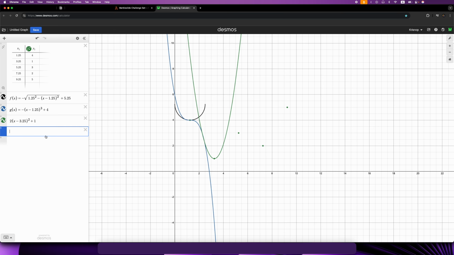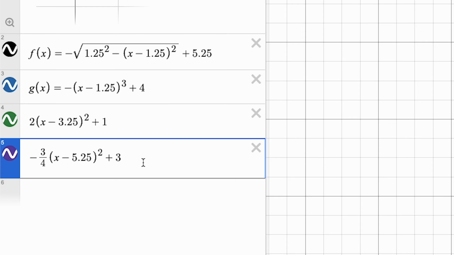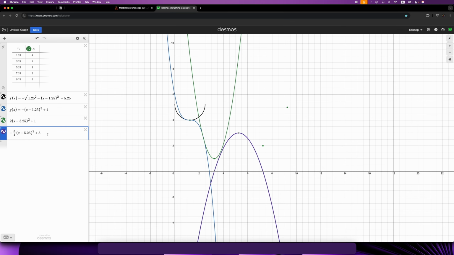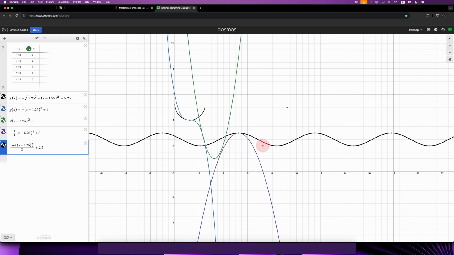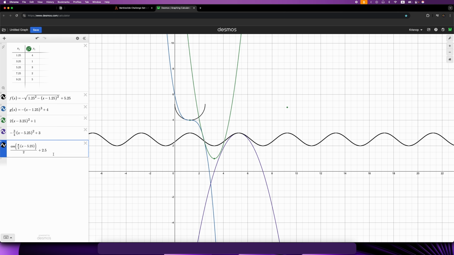Similarly, I create another parabola with its vertex at 5.25, 2. This parabola is upside down and stretched by a factor of 3/4. To avoid repetition, I use a cosine function to connect the third and fourth stars instead of another parabola.